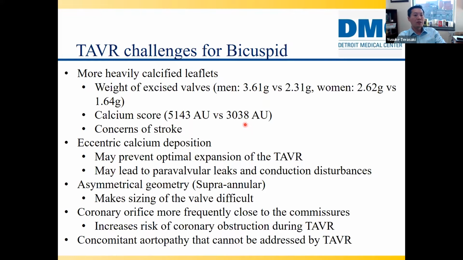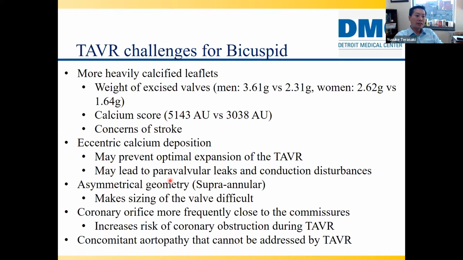And for this reason, we have concerns of a higher risk of stroke when we're doing TAVRs on patients with bicuspid aortic valves. For number two, the calcium deposition is very eccentric. So this may prevent optimal expansion of the TAVR when we use balloon expandable TAVRs. And this may also lead to paravalvular leaks because the valve is not really sitting properly within the valve annulus.